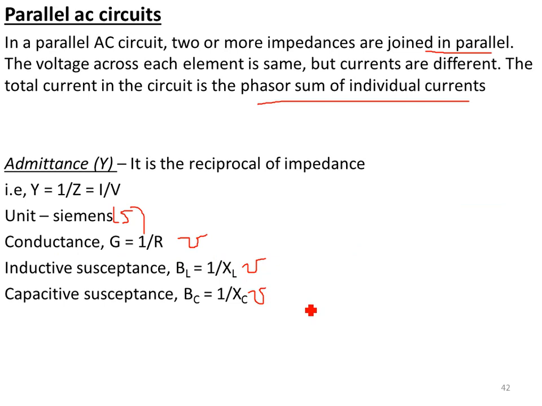Okay. So you can write ohm in the inverted form. That is known as the unit of conductance and susceptance. For admittance, the unit is Siemens. For conductance, the unit is mho. For susceptance, the unit is mho, as well as for capacitive susceptance. So that is a general introduction to parallel AC circuits. Now coming part by part.